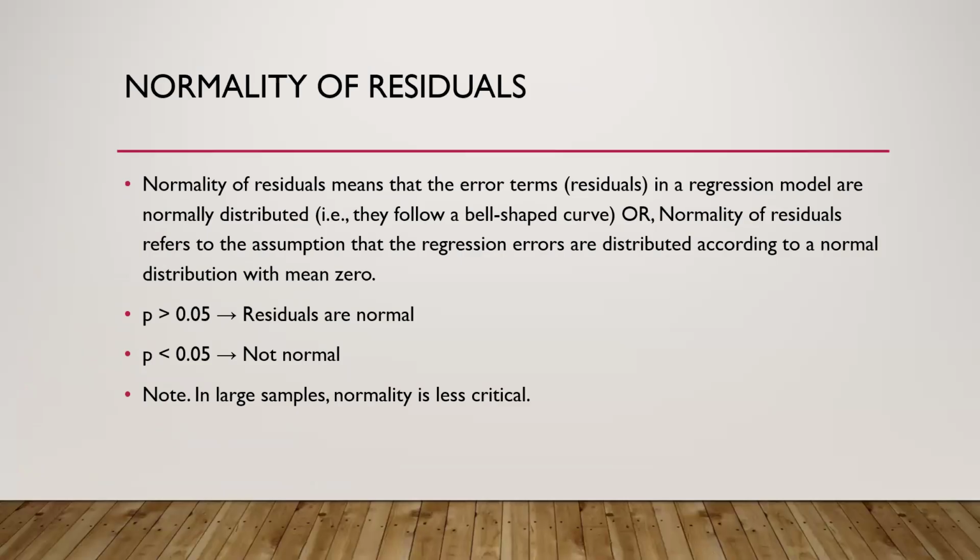Normality of the residual means that the error term or the residual in the regression model are normally distributed. That is, they follow a bell-shaped curve, like a bell shape. It's not a flat one we're talking about, but a protruded one, a bell shape.